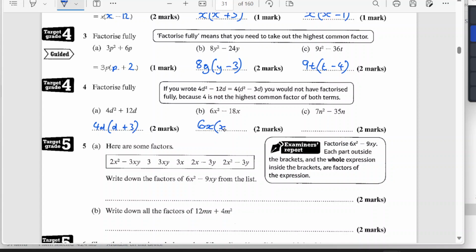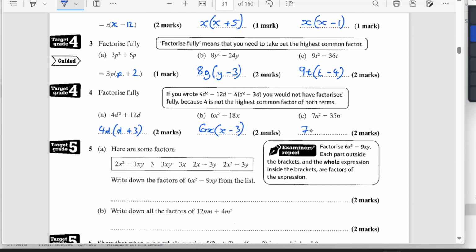We need to times that by x to get 6x squared, and by minus 3 to get minus 18x. And for the final one on this row, we take 7n out as our common factor, and we need to times that by n. Well, I've not set that out very well. Let me try that again. We need to times that by n to get 7n squared, and by minus 5 to get minus 35n.